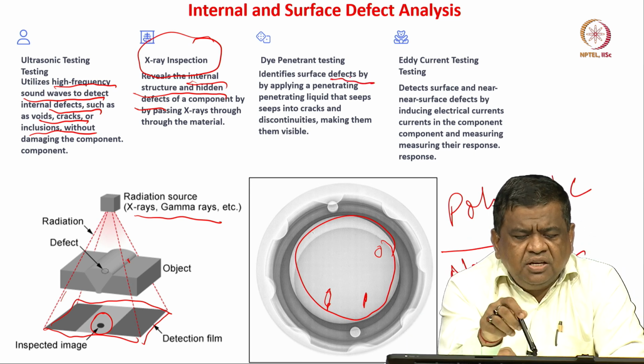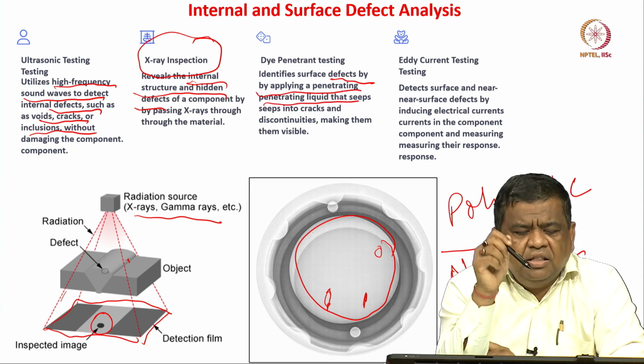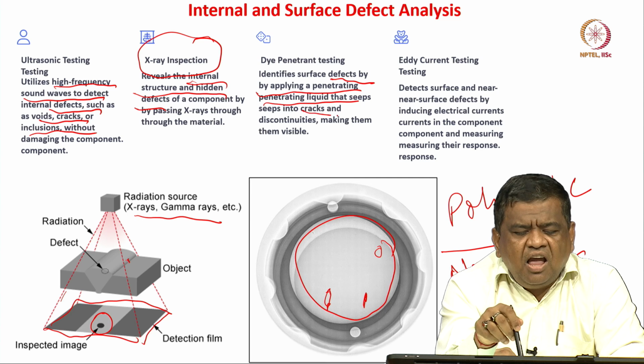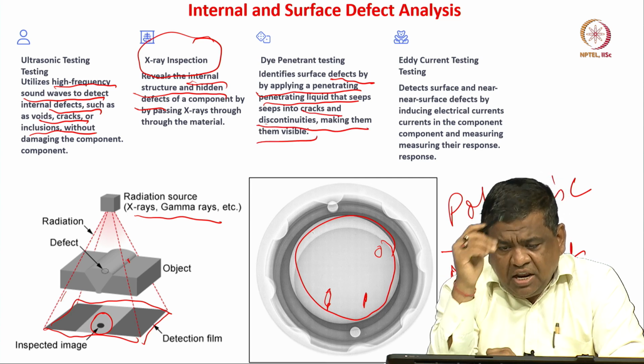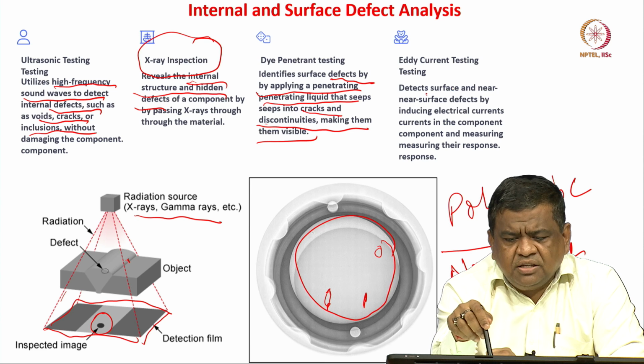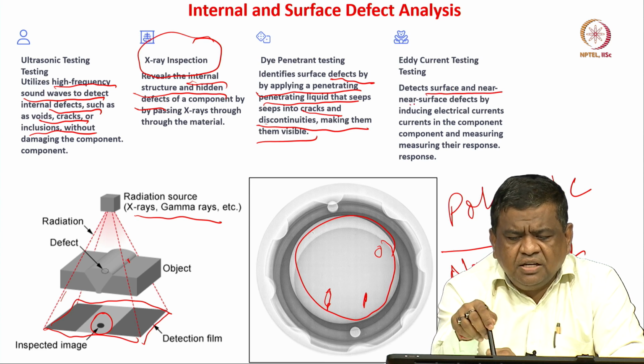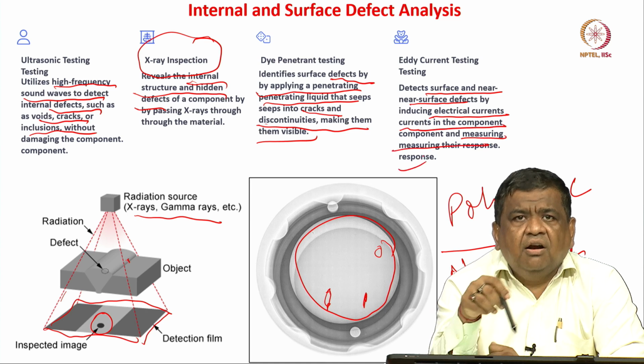Dye penetrant testing is essentially used to identify surface defects by applying a penetrating liquid that seeps into cracks or discontinuities, making them visible. Eddy current testing essentially detects surface or near surface defects by inducing electrical currents in the components and measuring their response.